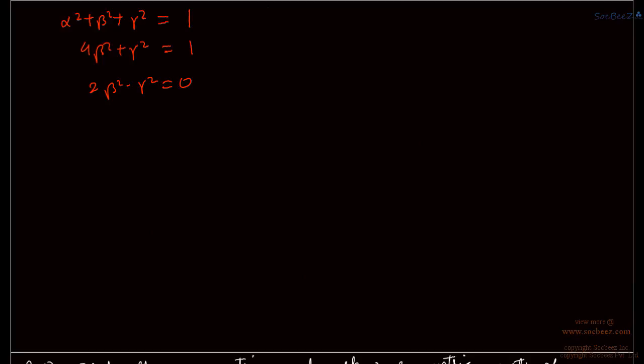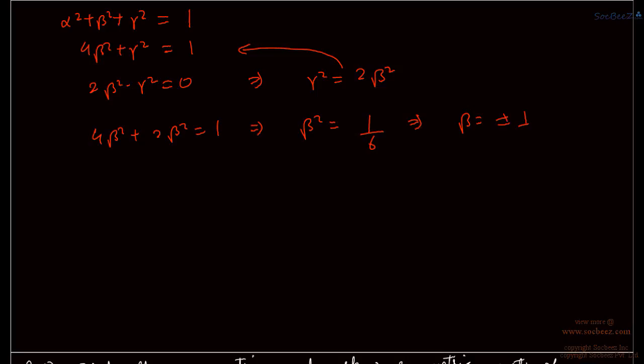Now 2 beta square minus gamma square equal to 0 gives me simply gamma square is equal to 2 beta square. Right? Now I put this in this equation, and what I have is 4 beta square plus 2 beta square is equal to 1, which gives me beta square is equal to 1 by 6, right? Or further, beta is equal to plus or minus 1 by root 6. Okay, both of them are perfectly fine.